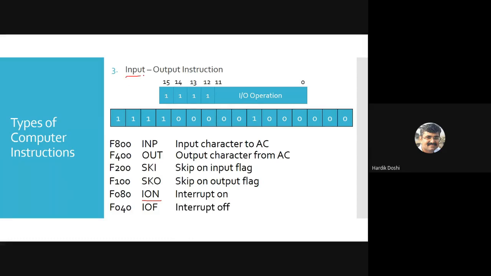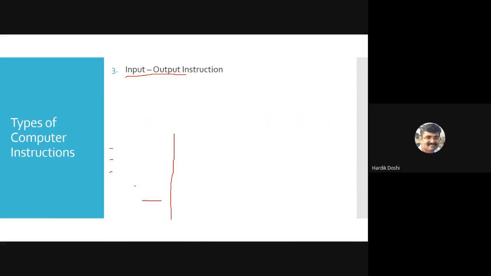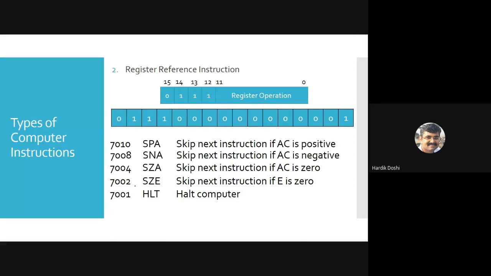If it is an input-output instruction, what is common among all these instructions? F. Did you get this? Yes, sir. F is common for all input-output instructions. Similarly, what is common in register reference instruction? 7. 7 means opcode. Exactly.